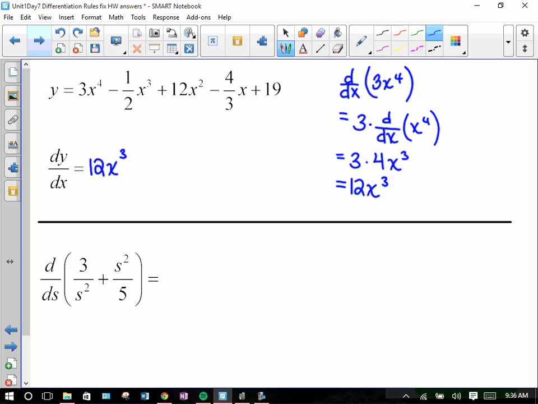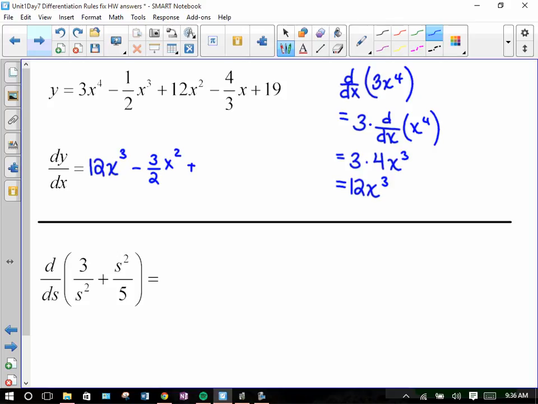Then, we're going to move on to the next piece. So this is minus 1/2 x to the third. So minus, again, what we do is take that 3 and multiply it by the coefficient. So 3 times 1/2 is 3 halves. x. Then we're taking the derivative. What do we do to the next one? We do 3 minus 1, which is 2, so it's x squared.